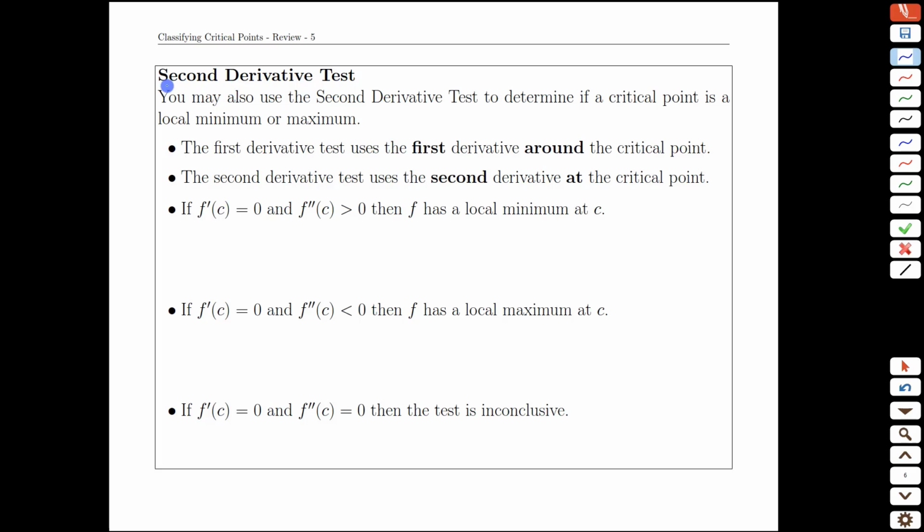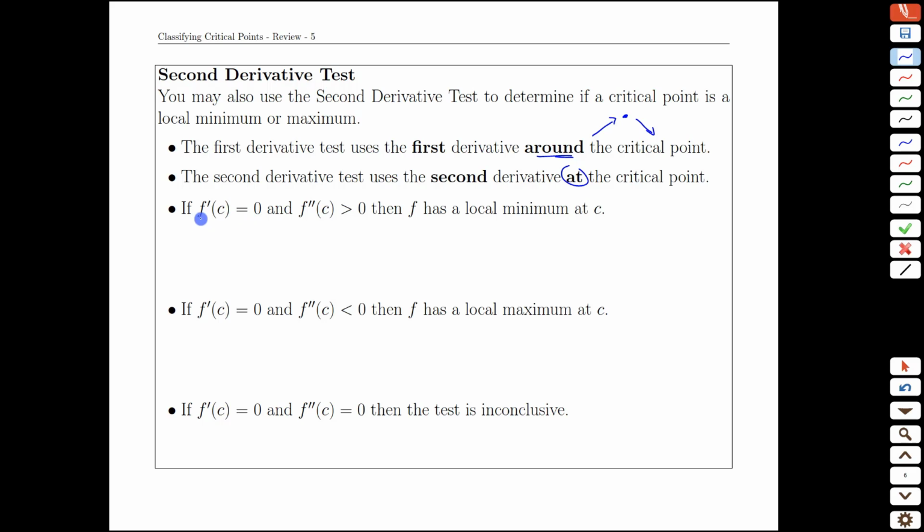is a local maximum or minimum, and that is a second derivative test. Not too surprisingly, the first derivative test uses the first derivative, but it used it around the critical point. So in other words, we looked at what happens as we come in from one side and out the other. The second derivative test uses, not surprisingly, the second derivative, but in some sense it's a bit simpler because we just need to know the second derivative at a critical point.